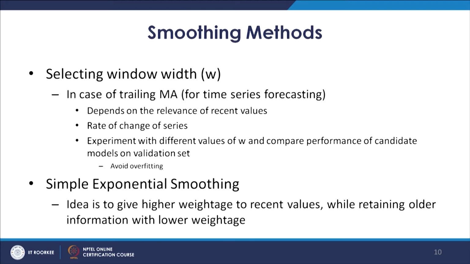So we can experiment with different values of W and compare the performance of candidate models on the validation set. Something like we did in the previous course, the first part, where, for example, in KNN we followed a mechanism where we compared the performance of different candidate models on the validation set to find out the best K for the model.